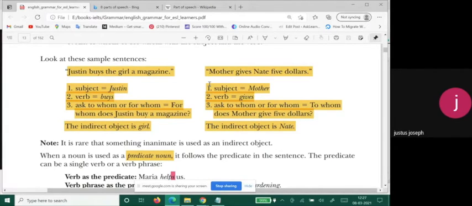Okay, look at the next example. Mother gives Nate $5. What did the mother give? $5. So what is the direct object? $5. Who is indirect here? Nate.